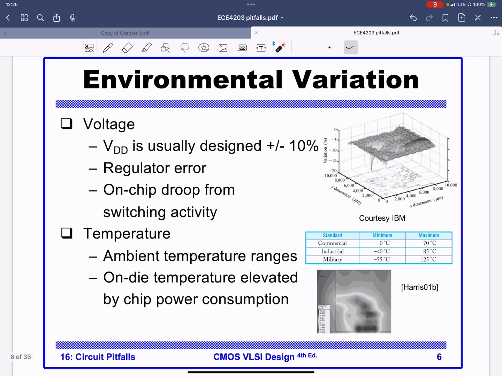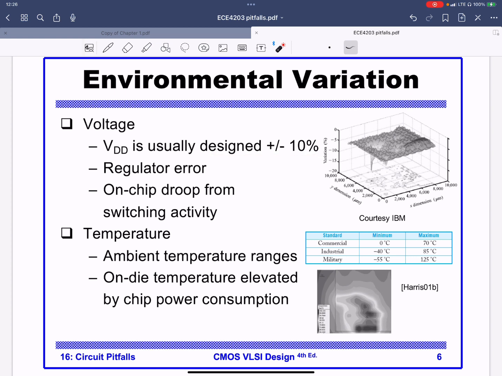Then there are also environmental variations, the big ones being voltage and temperature. So the supply voltage of a chip is spec'd at a certain power supply. It might be 800 millivolts, 1 volt, 1.1 volts, depending on the process you're running. It could be as much as 3.3 volts for extremely old processes. That's usually spec'd at plus or minus 10%.